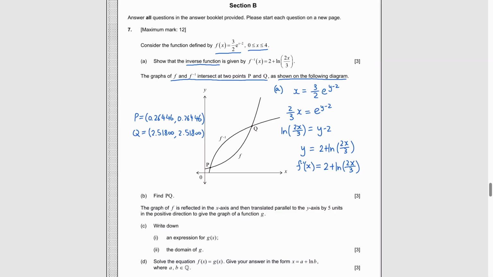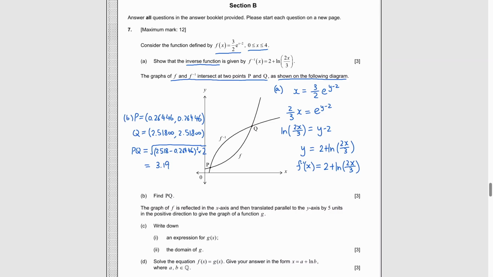To find the distance between P and Q, we use the distance formula, which is the square root of the difference in x squared plus the difference in y squared. Since both values are the same, we can just multiply the difference by 2.